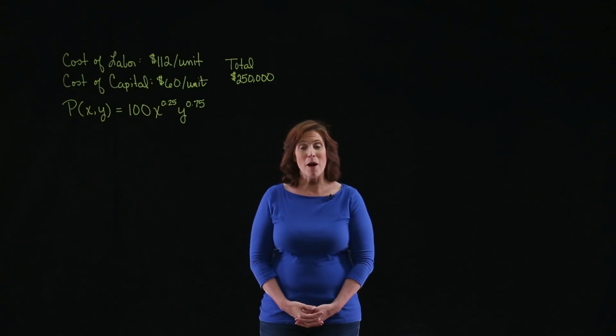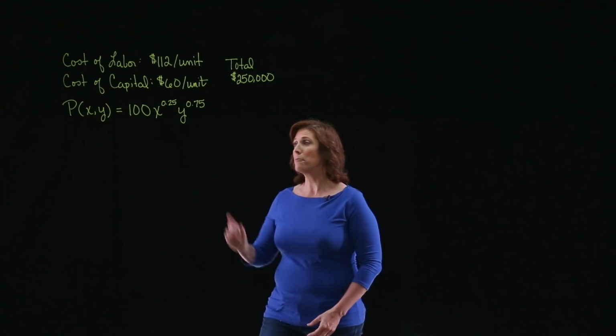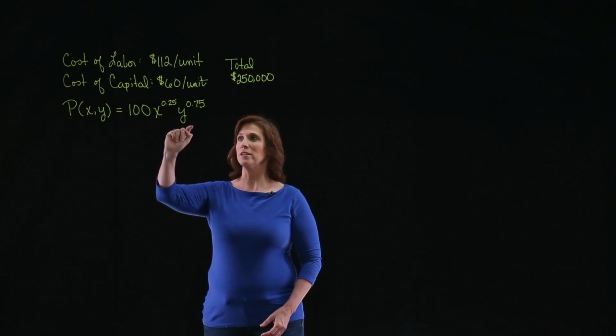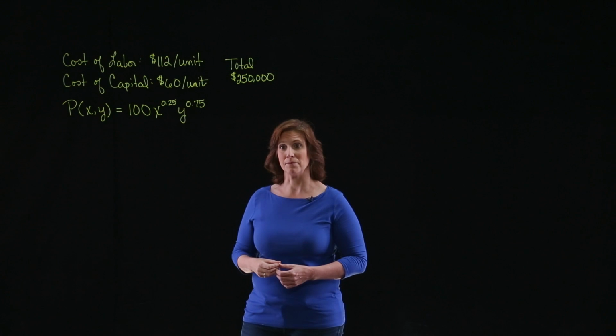Hi everyone, I'm Cheryl. In this problem, we're asked to use Lagrange multipliers to help us maximize my production function. My production function is 100 x to the 0.25, y to the 0.75. That's the Cobb-Douglas model for production.